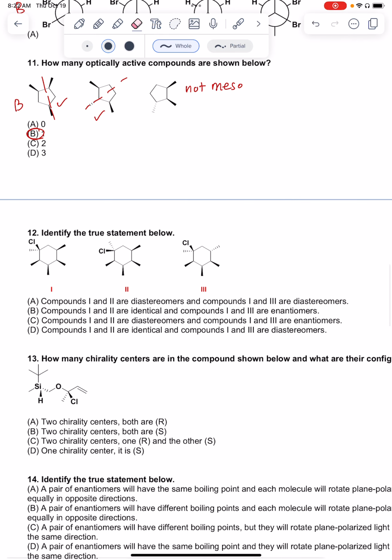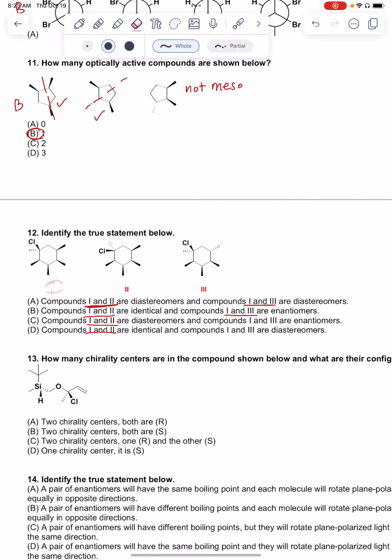All right, identify the true statement below. Before I even look at the structures, I look at the answers and try to figure out what they are asking me. They're asking about compounds 1 and 2, and then about 1 and 3. So I don't even have to compare 2 and 3. I'll never have to compare those. That's good. I'm just looking at 1 and 2, and then 1 and 3.